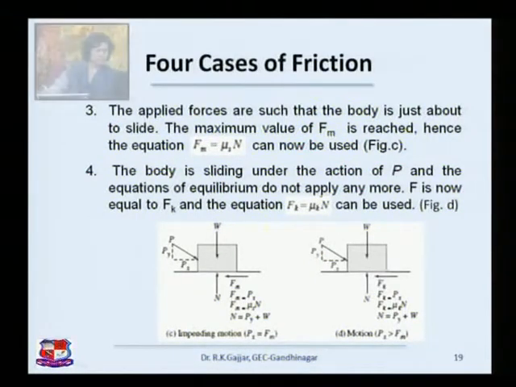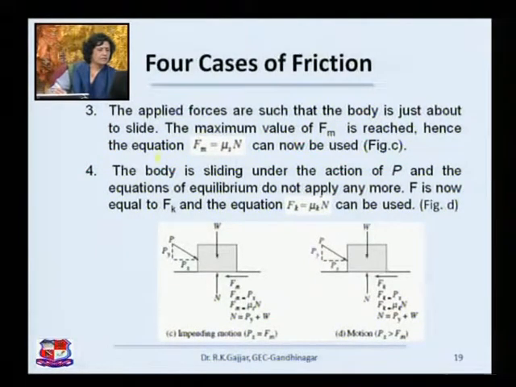Third case, the body is just about to slide. Look at this word, about. It is not sliding. So what is in picture? What is playing? It is not allowing the motion. So what is happening? Friction has reached its maximum value Fm. Limiting friction is in force. It is trying to resist. There is no motion. But just an iota of increase, very little increase in the force P, your Fm is going to drop.